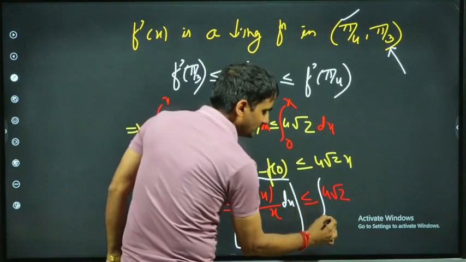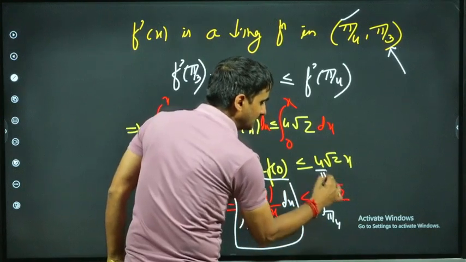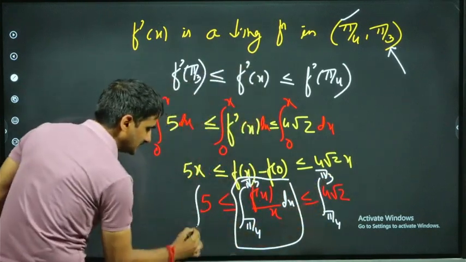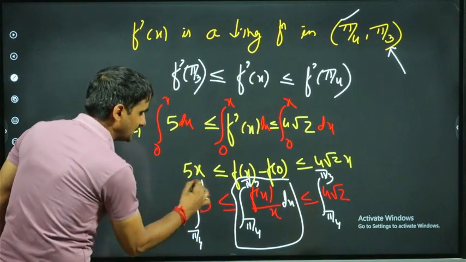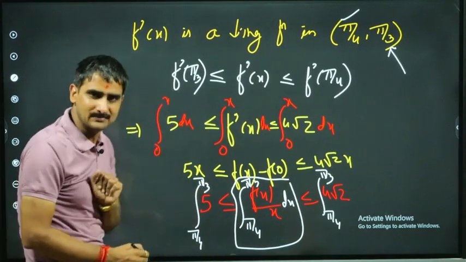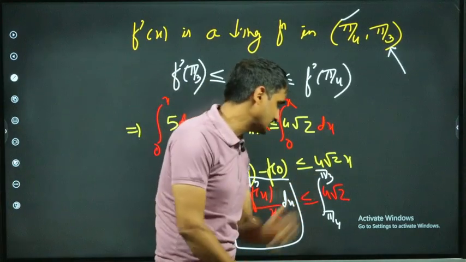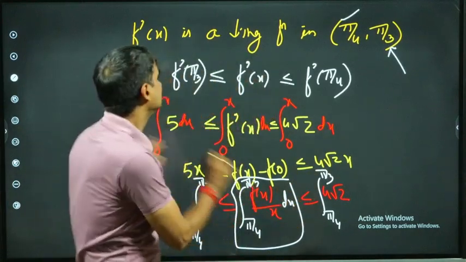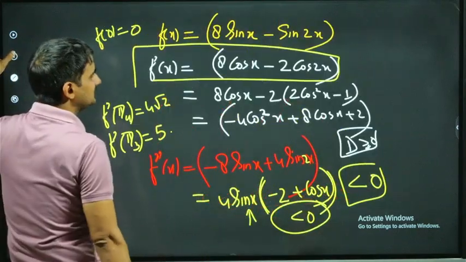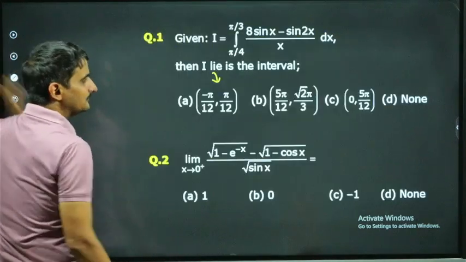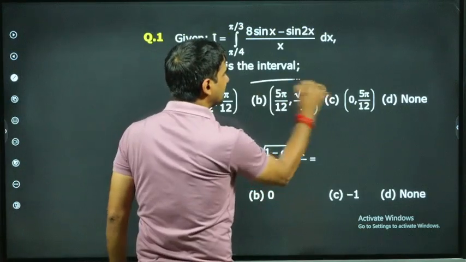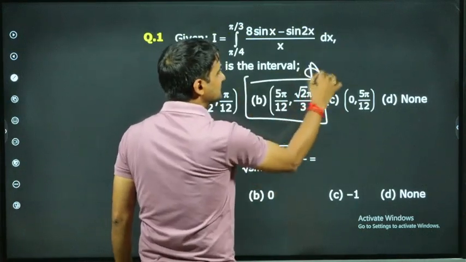Okay, so now when you integrate from pi by 4 to pi by 3, we get the answer, isn't that? So pi by 4 to pi by 3. So this is 5 pi by 12 and this is root 2 pi by 3. So that means this integral lies between 5 pi by 12 and root 2 pi by 3. So that should be the answer.